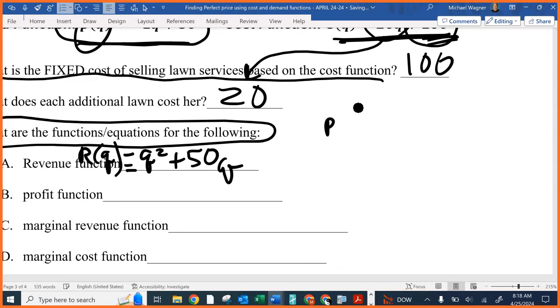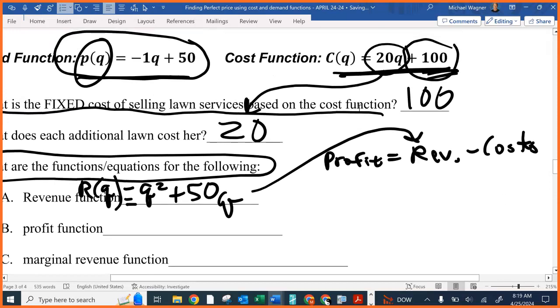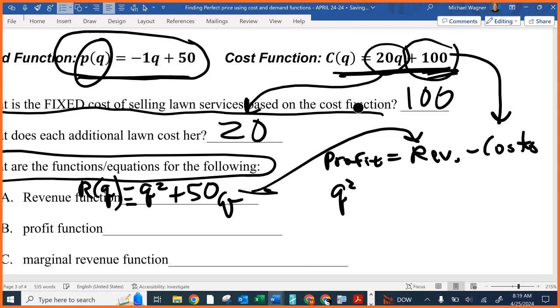Profit is all the revenue, which is a fancy word for sales, minus your costs. That's all it is. It's whatever you get in the cash register and whatever costs there are. So the revenue, we already have it right here. But what is the cost? The cost is from that cost function up above. So all we do is combine those, and first of all, the revenue is Q squared. We did that from over here. Negative Q squared. It's negative 1 Q squared.